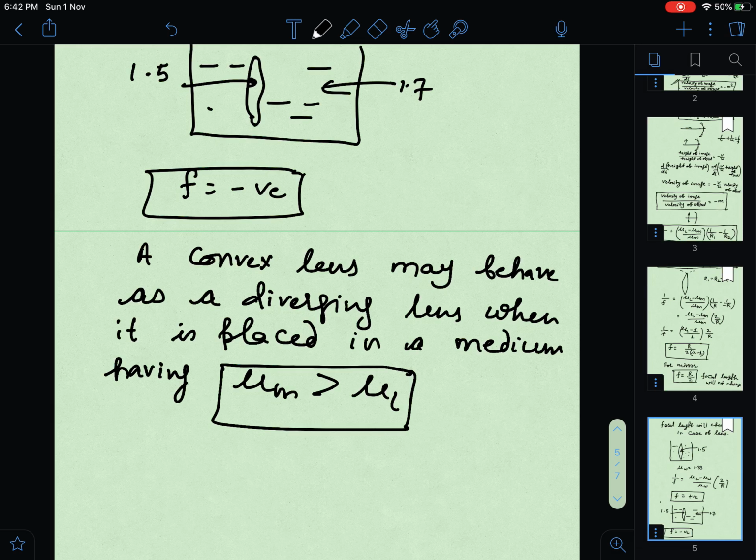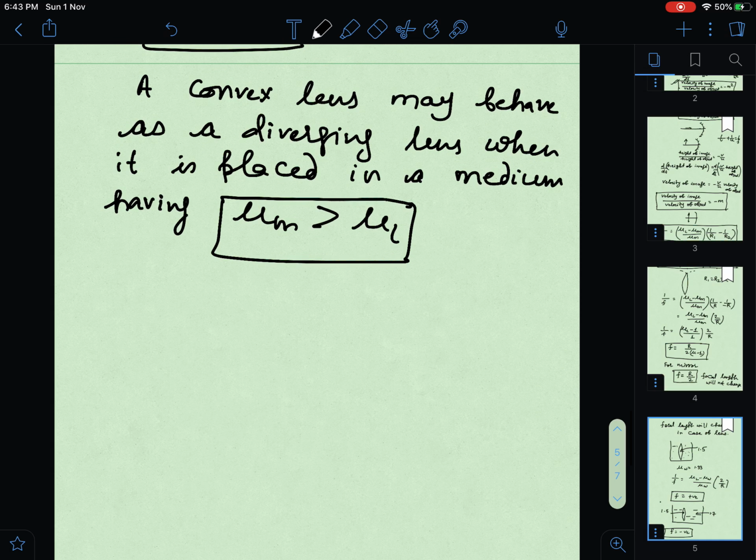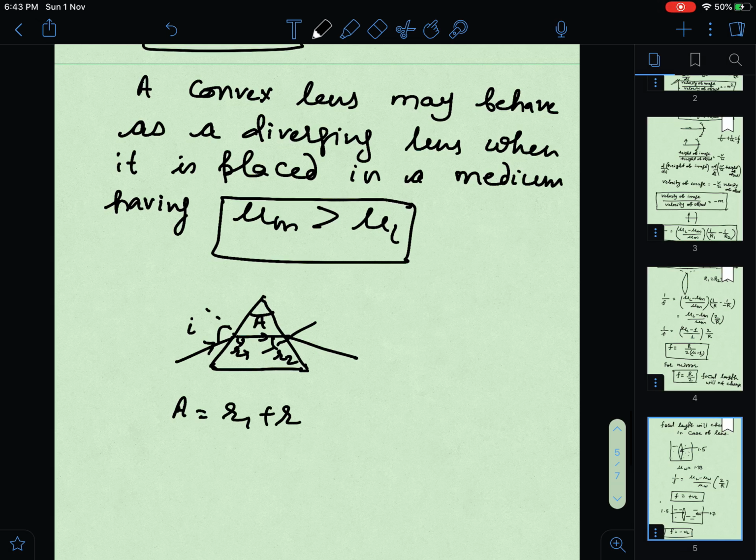Apart from that, you have to study some prism formulas. I'm not going to derive those formulas. Suppose this is your prism. This is the angle of incidence, let it be I. It will refract like this and emerge like this. So this angle is R1, and this angle I am taking as R2. So the angle of prism A can be written as R1 plus R2.